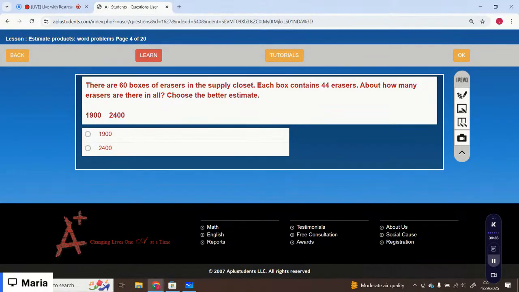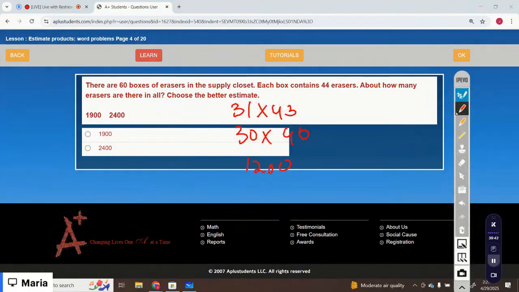There are 60 boxes of razors in the supply closet. Each box contains 44 razors. About how many razors are there in all? Choose the better estimate. That is 60 times 44. So, which is the correct option?